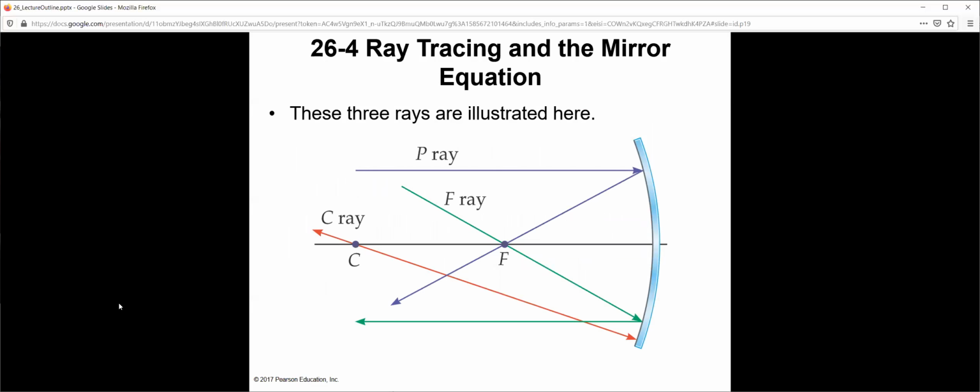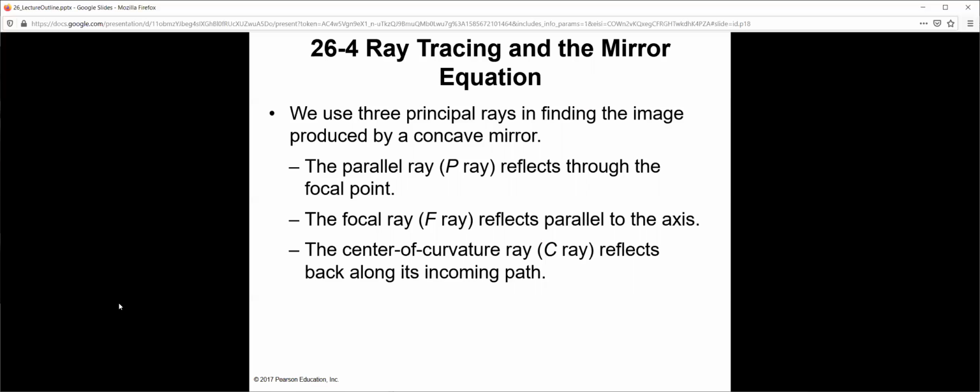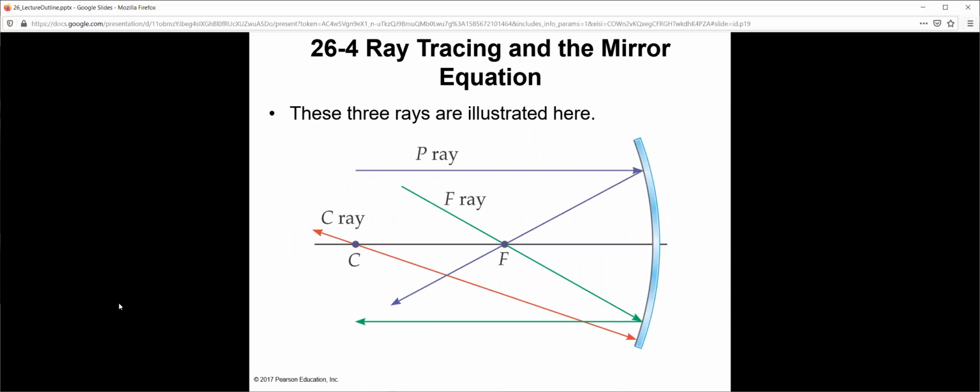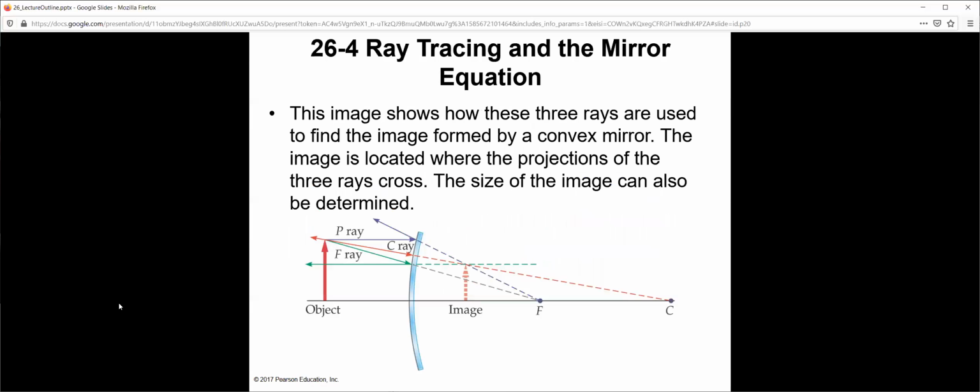These rays, of course, are illustrated here, showing the focal point and, what's the C ray do again? Center of curvature. There we go, yeah. And the center of curvature ray. Images are formed using these three rays, and you use these three rays to form images of convex mirrors. The image is located where the projections of the three rays cross. The size of the image is also determined via this.